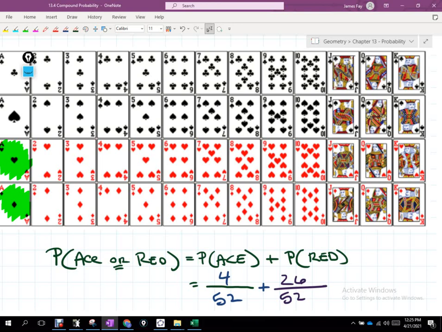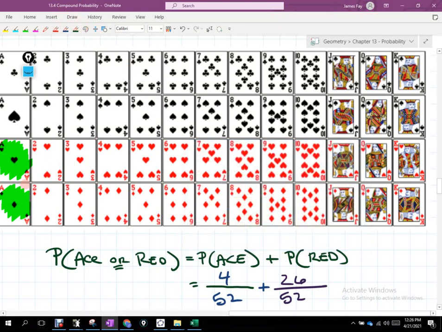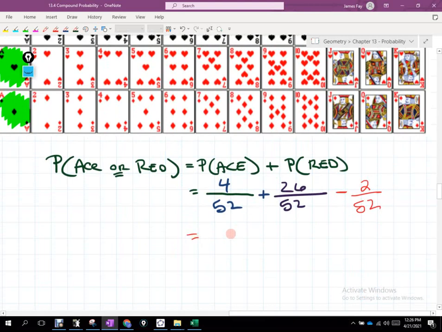Okay. So what we have to do is we have to actually remove one iteration of those cards, meaning since they were counted twice, I need to remove it one time so that they only get counted or calculated in the entire probability once. Does that make sense? Okay. So now I would have 28 out of 52. Okay. So these were disjoint or not mutually exclusive events.